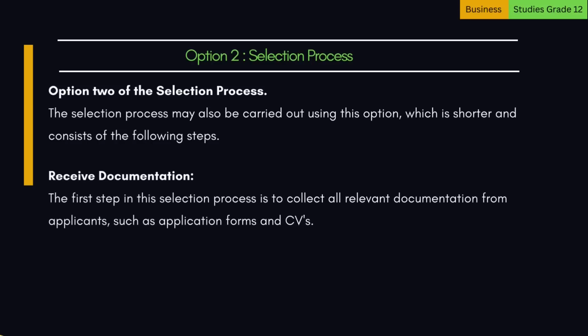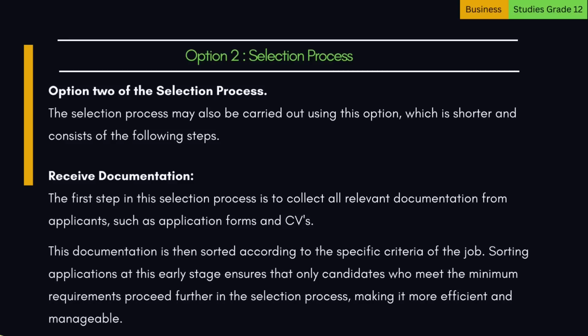1. Receive documentation. The first step in this selection process is to collect all relevant documentation from applicants, such as application forms and CVs. This documentation is then sorted according to the specific criteria of the job. Sorting applications at this early stage ensures that only candidates who meet the minimum requirements proceed further in the selection process, making it more efficient and manageable.